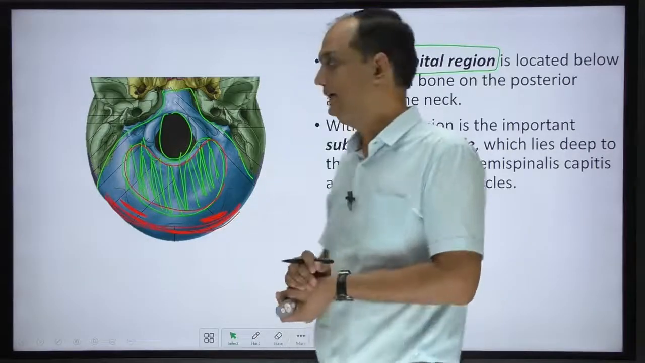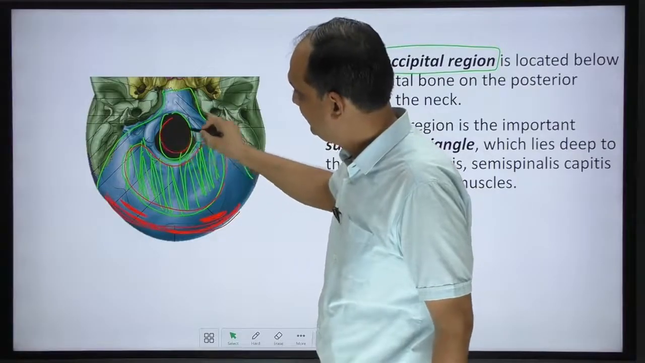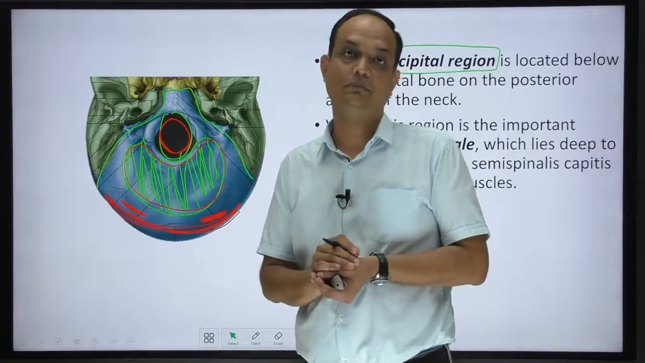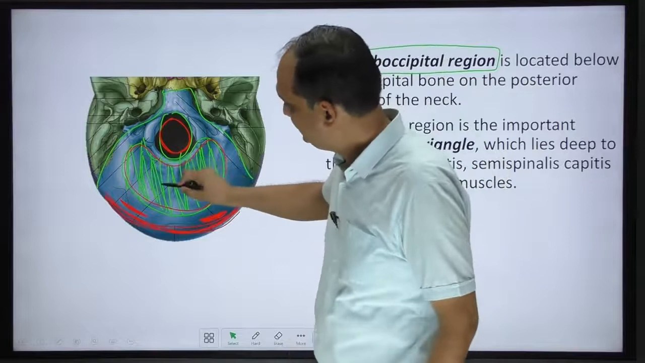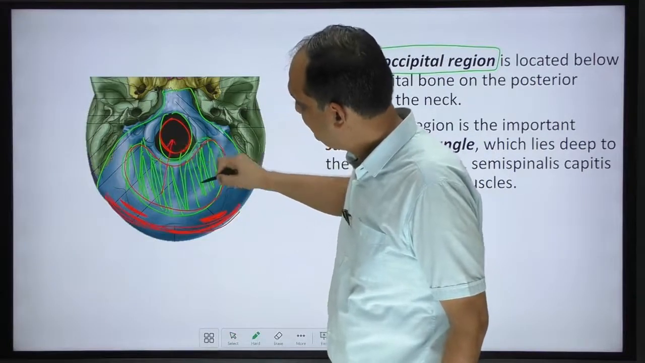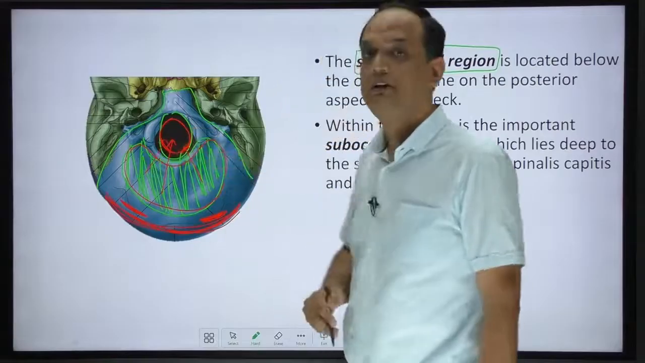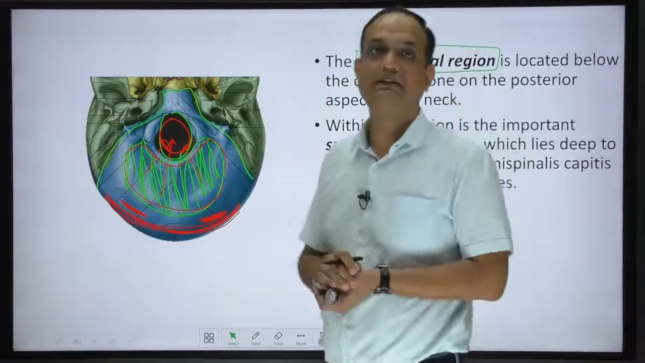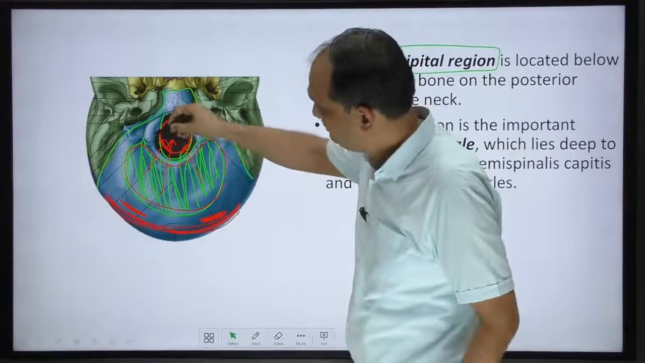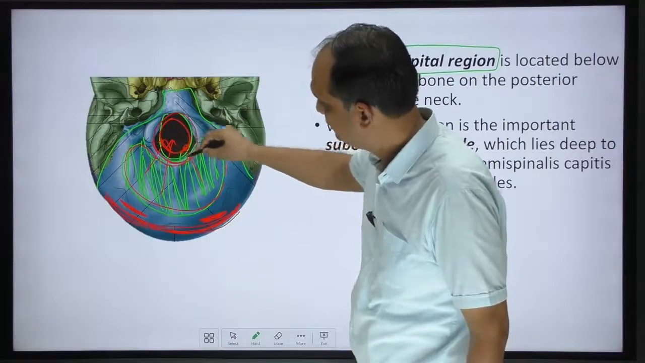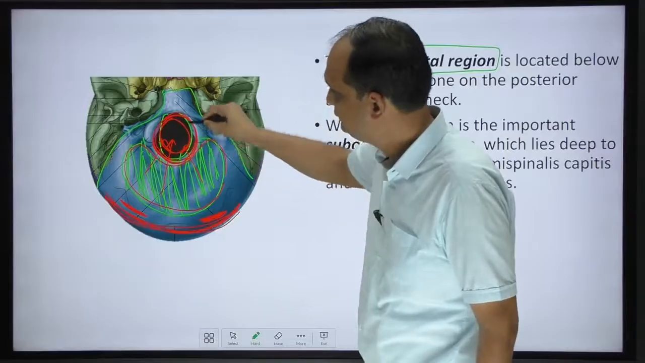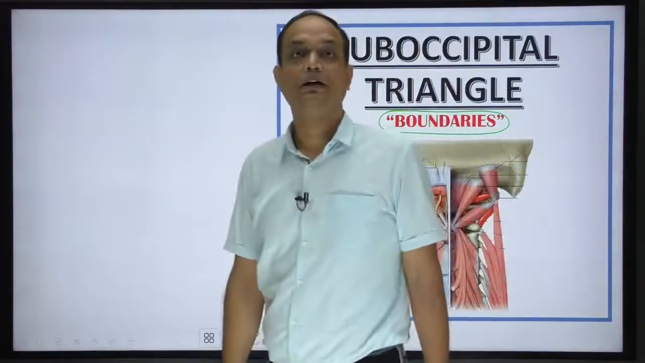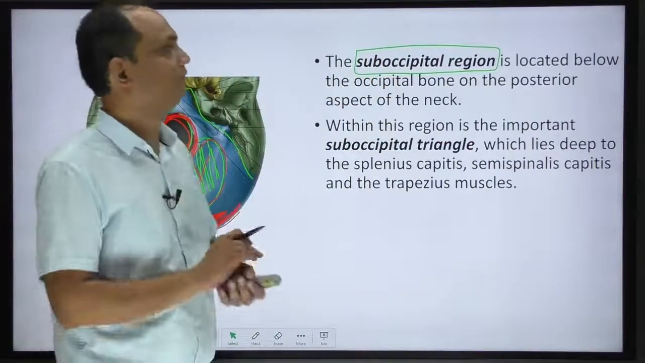The second important thing is that here you have the spinal cord, and this spinal cord is present in the vertebral column. That means that through the suboccipital region you can approach the intervertebral areas in the cervical region. It is as simple as that. So you have to understand that the suboccipital region is present just behind this foramen magnum, but deep to the trapezius muscle.